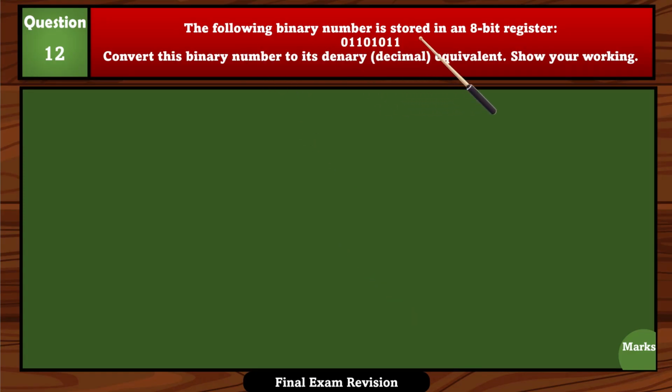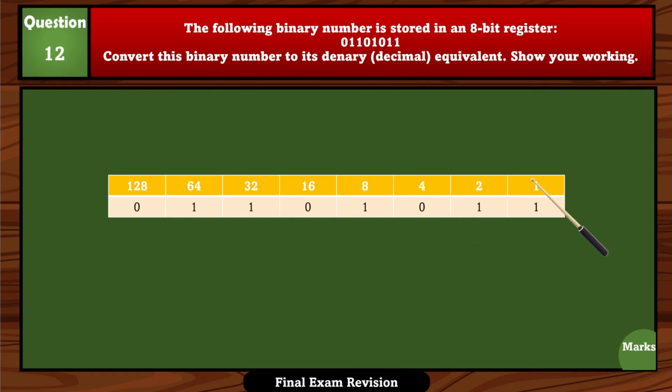The following binary number is stored in an 8-bit register. This is the number. Convert the binary number to its Denary decimal equivalent and show all of your working. So how do we convert a binary number to decimal? It's very straightforward. We just need to write the powers of 2 and write the number underneath them. And then we just add the numbers where we see the 1. For example, 64, 32 plus 8 plus 2 plus 1. So we add all those numbers and we get the number 107.